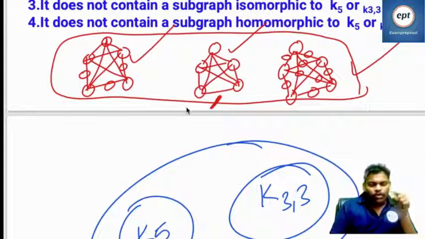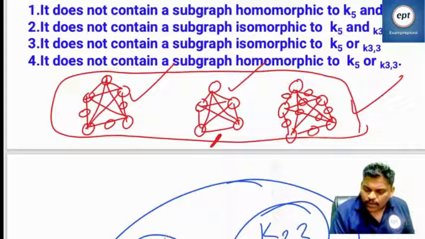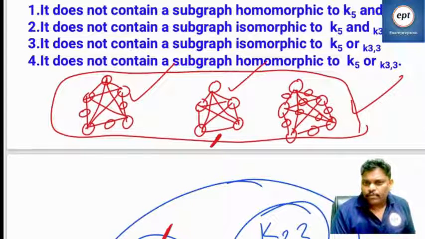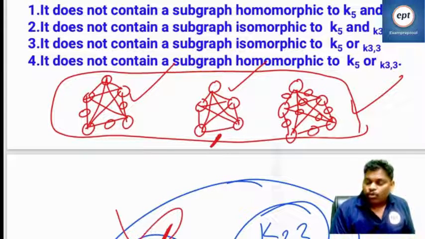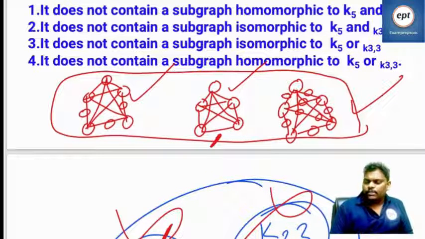So, will you go for homomorphic or isomorphic? Homomorphic. Only K5. See this one. Homomorphic to K5, it is not planar. Homomorphic to K33, it is not planar. See this one, both not.